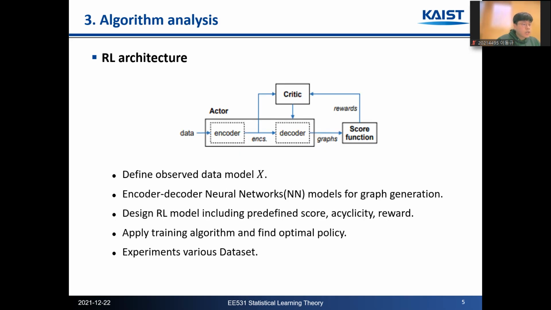This is the overall RL architecture. Observed data is the input, and a graph is created through an encoder-decoder model. Whether the generated graph is appropriate is determined through the reward function, which will be explained later. And the optimal graph is found by repeating this process. This structure was applied to various data sets and its feasibility was verified.